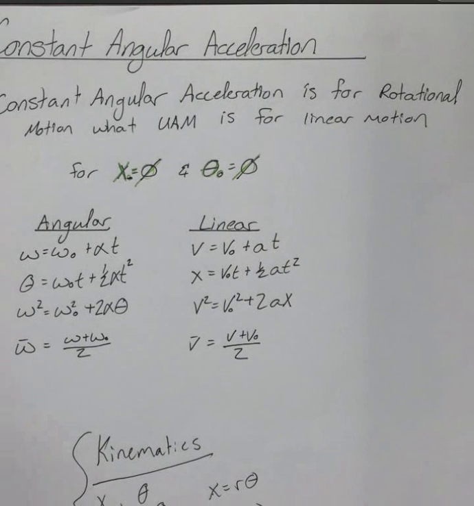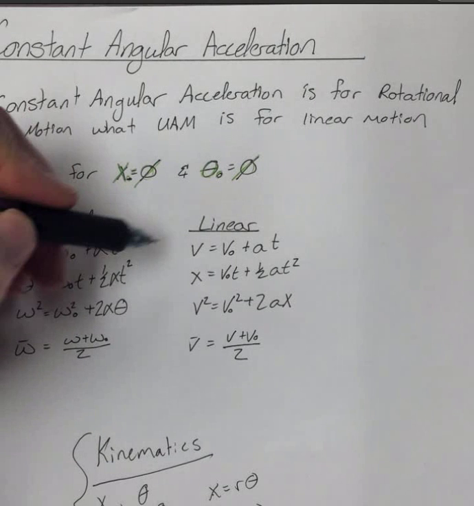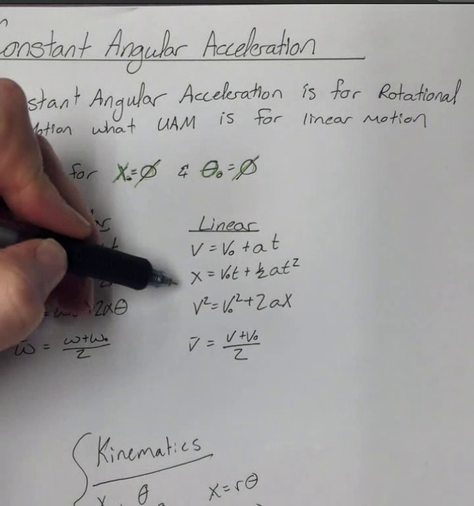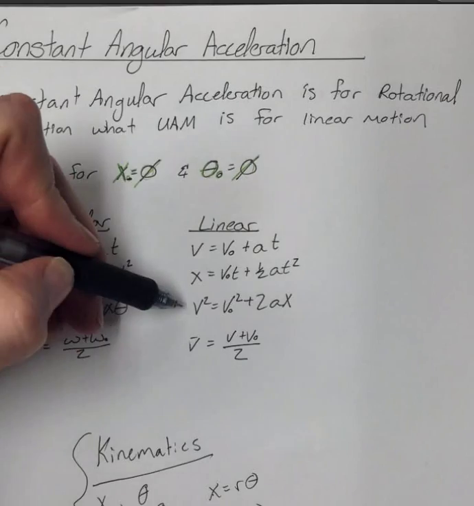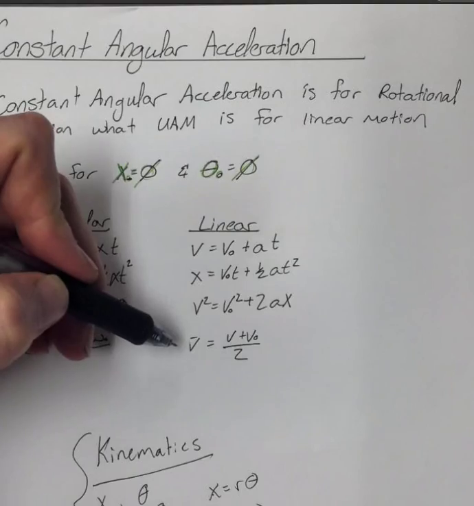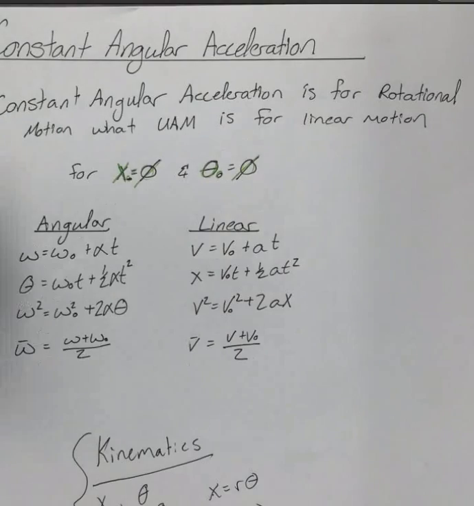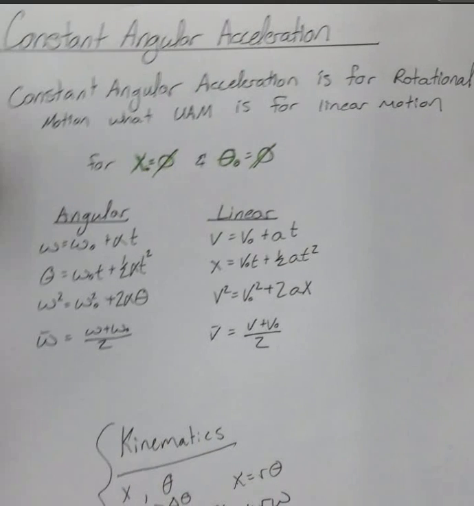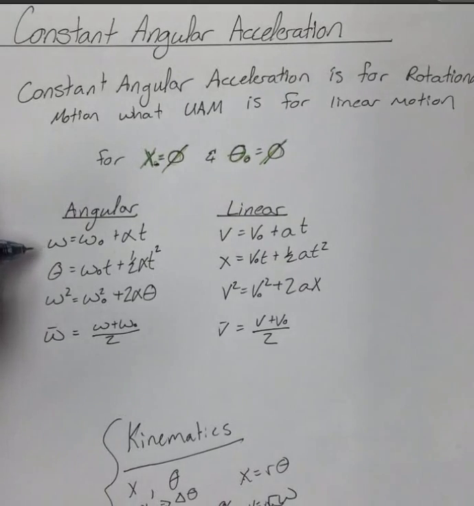But you're going to see for linear motion, you've got v equals v naught plus at, x equals v naught t plus 1/2 at squared, v squared equals v naught squared plus 2ax, and the average velocity is given as the sum of the two velocities divided by 2. There is the exact same analog for angular motion. We can use kinematic equations for rotational motion, where omega equals omega naught plus alpha t, theta equals omega naught t plus 1/2 alpha t squared, omega squared equals omega naught squared plus 2 alpha theta, and average omega is the sum average of the two velocities.